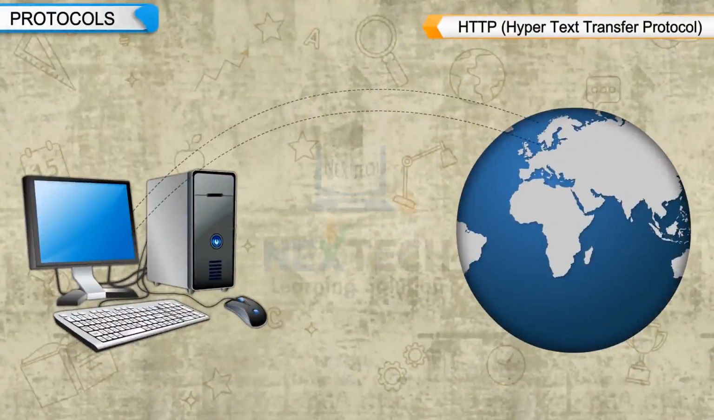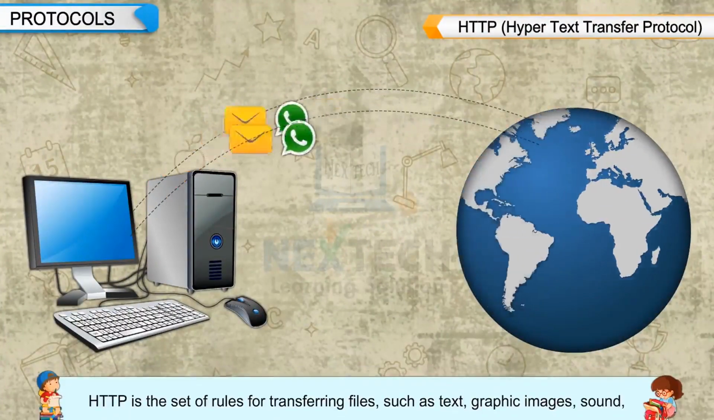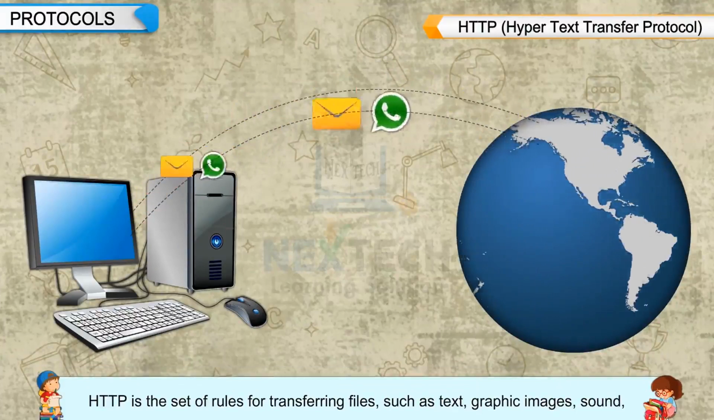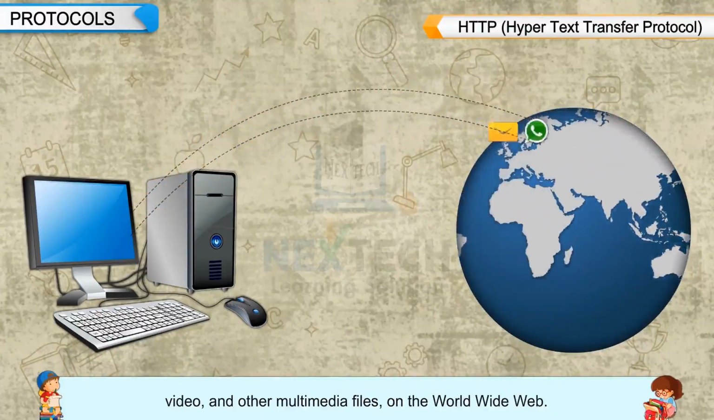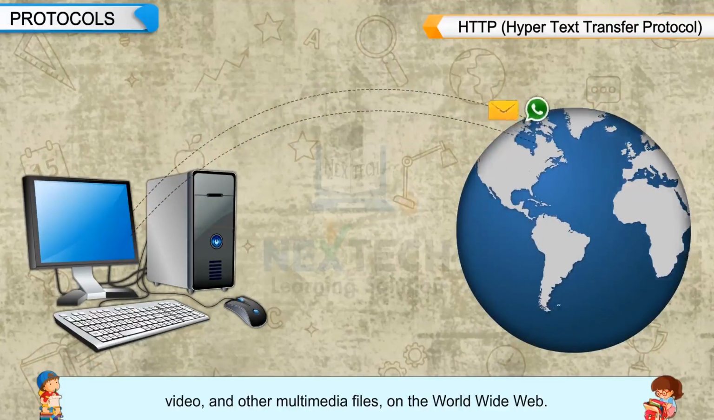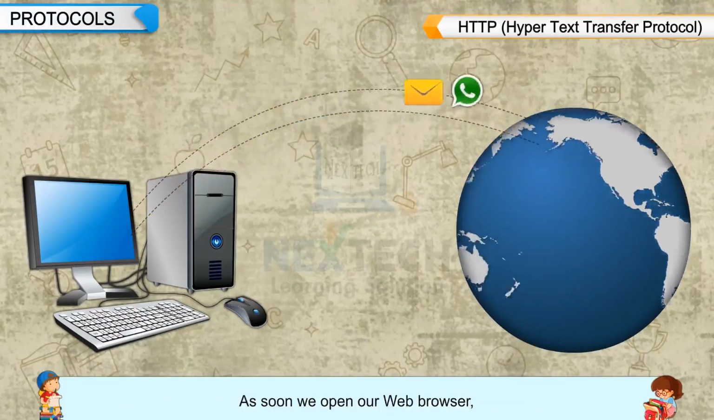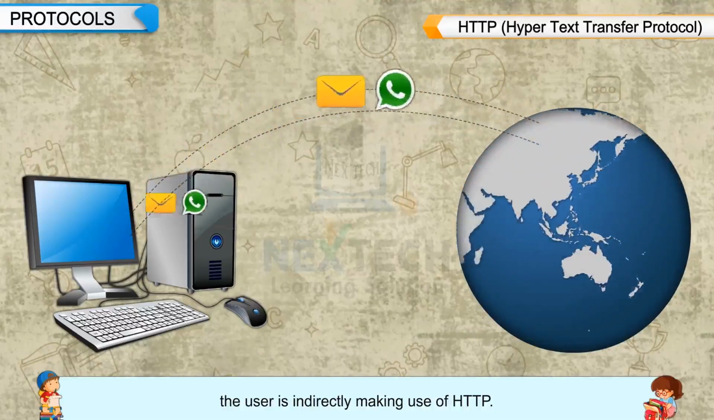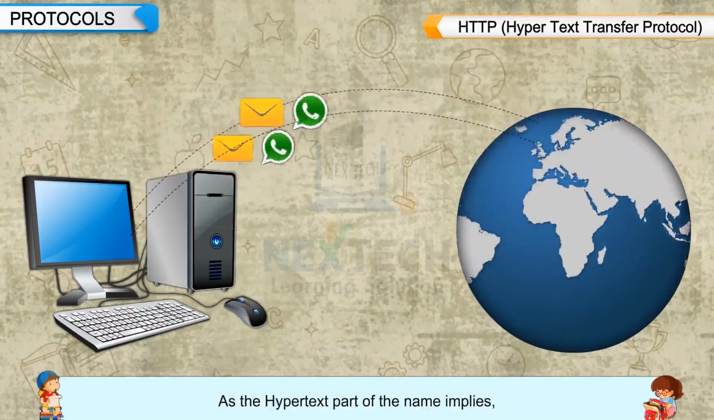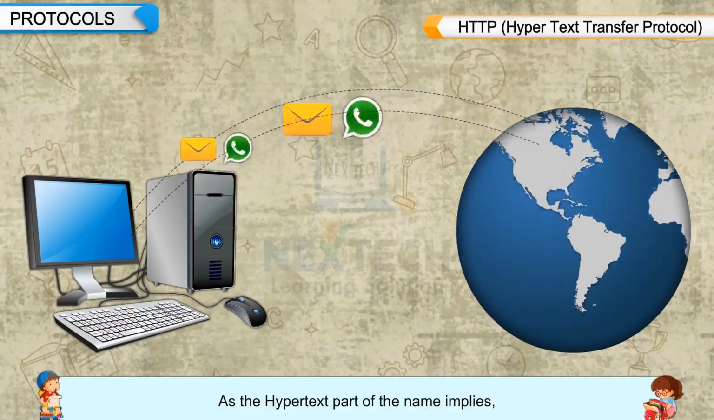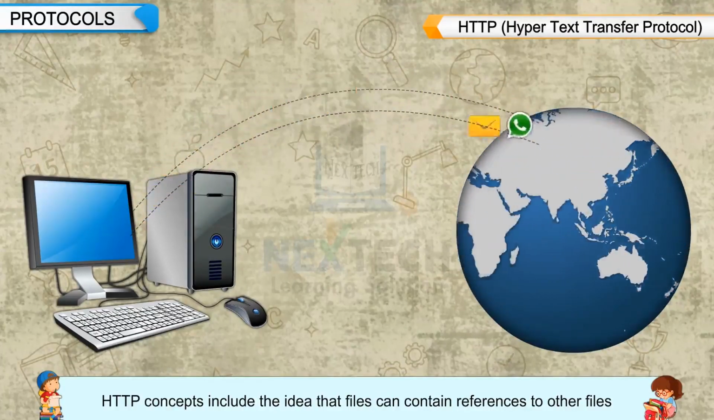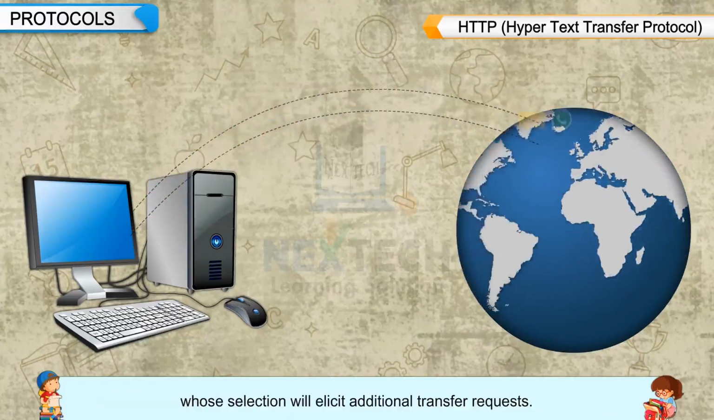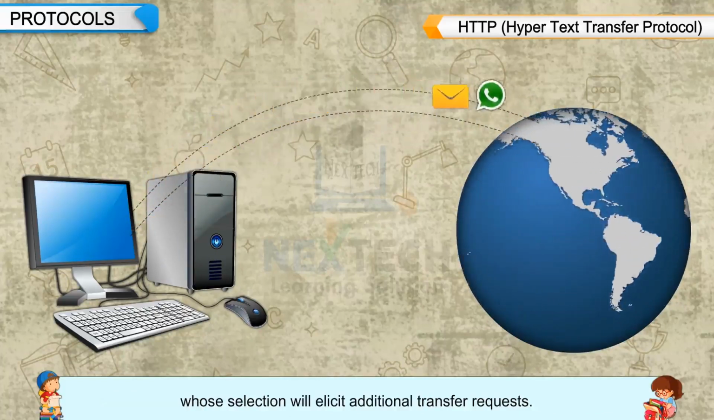HTTP, Hypertext Transfer Protocol. HTTP is the set of rules for transferring files such as text, graphic images, sound, video, and other multimedia files on the World Wide Web. As soon as we open a web browser, the user is indirectly making use of HTTP. As the hypertext part of the name implies, HTTP concepts include the idea that files can contain references to other files whose selection will elicit additional transfer requests.